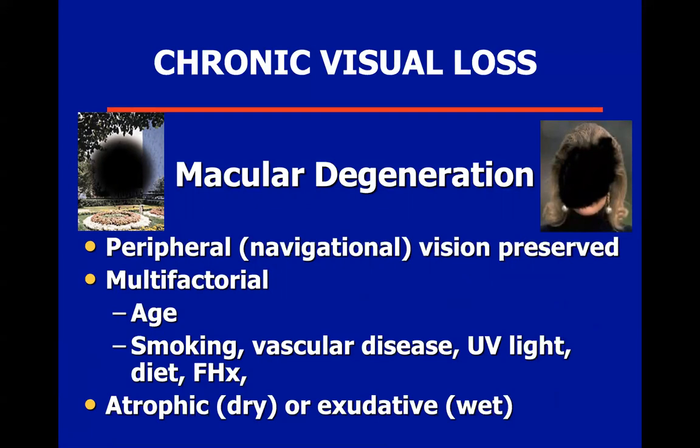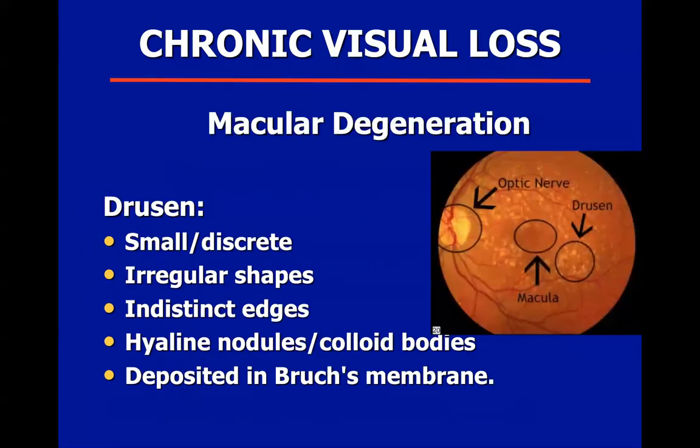It's multifactorial, so age, the older you are, the worse it is, smoking, vascular disease, UV light, diet, and family history. And they usually refer to it as atrophic or exudative, which I don't expect you to know. It's enough to know that one of your chronic visual loss is macular degeneration.